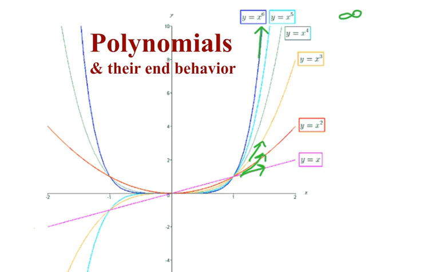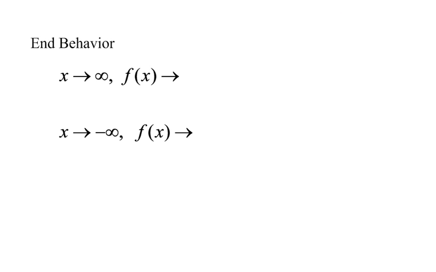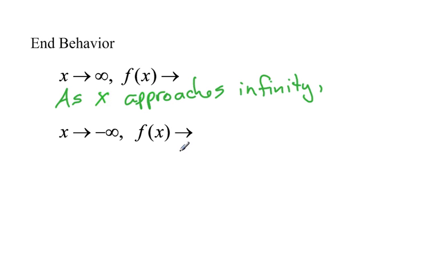All right, so let's take a look at this. When we have end behavior, we're going to have terminology that looks like this. And when we see this, we would read this as x approaches infinity, f of x, which is the same as y, we would say y approaches, and that's what we're going to be answering. What does y approach?